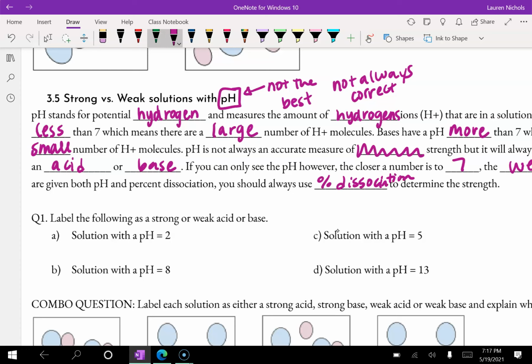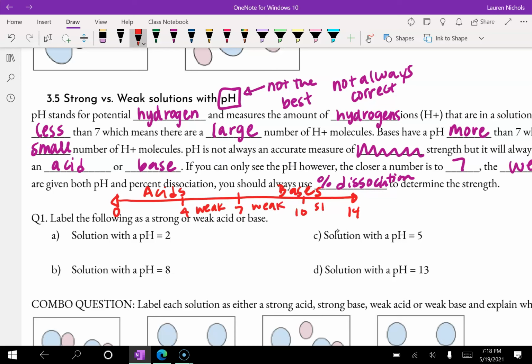So if you need to use pH, remember the pH scale goes from about 0 to 14. You have acids that are less than 7, bases that are higher than 7. Anything from maybe about 4 to 7 would be considered weak, and maybe about 10 to 7 would be a weak base. And then you have strong on the ends. But again, pH is a guess at strength.